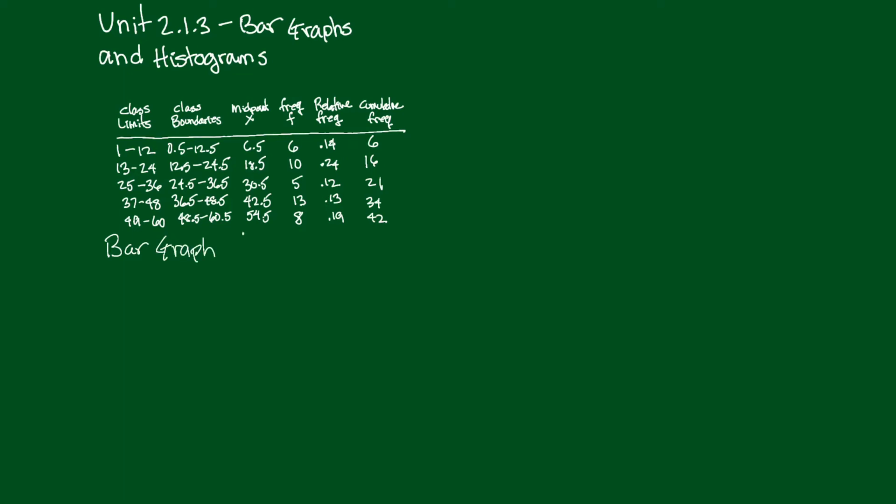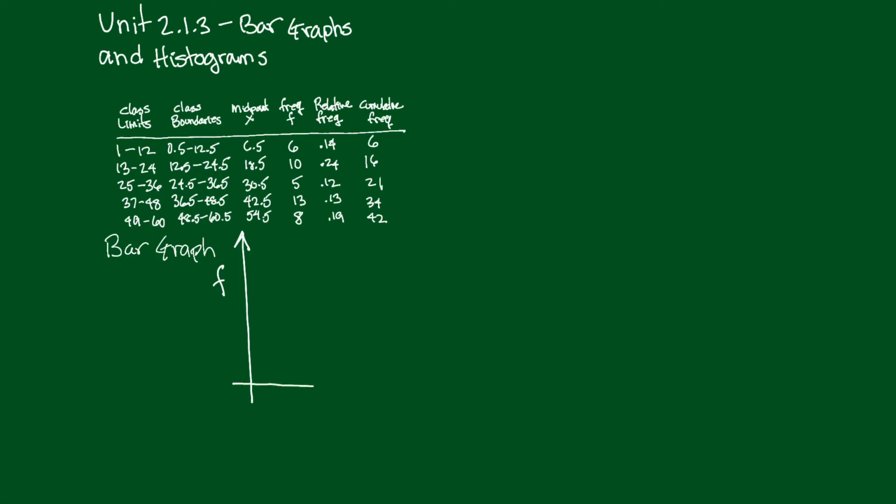I'm going to start here with a vertical axis, and on that axis I'm going to put the frequency. Now, on the horizontal axis, let's see how we're going to do this. Look at the classes here. We're going to go 1 to 12, 13 to 24. So what do we got? 1, 2, 3, 4, 5 classes. So I'm going to have 5 bars. So I'm going to start this like this.